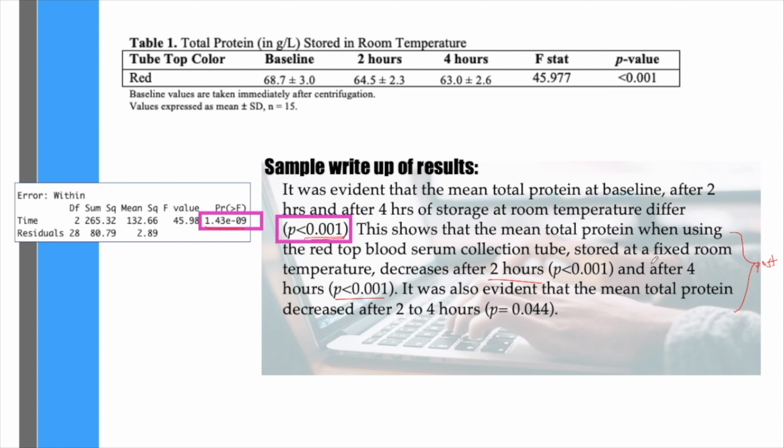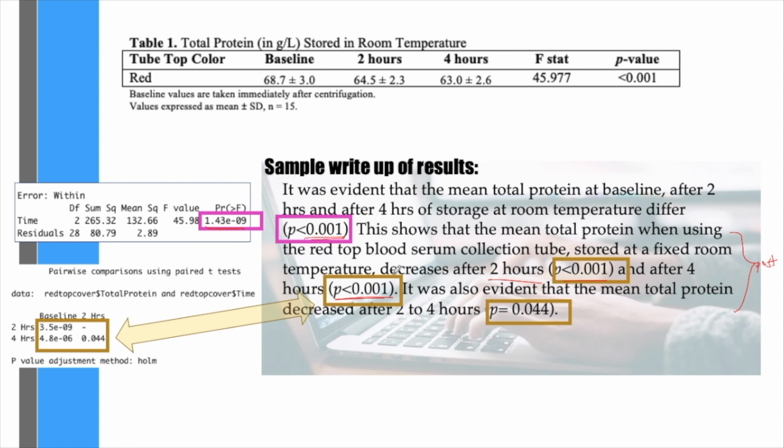So this is a comparison of baseline and 2 hours, and baseline and after 4 hours. And it was also evident that the mean total protein decreased after 2 to 4 hours. So this is the comparison of 2 hours and 4 hours.